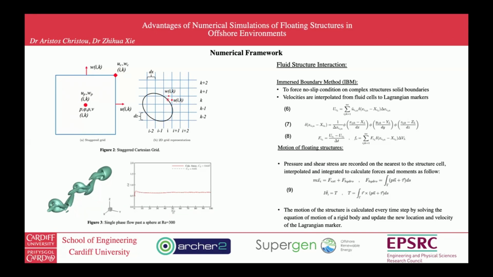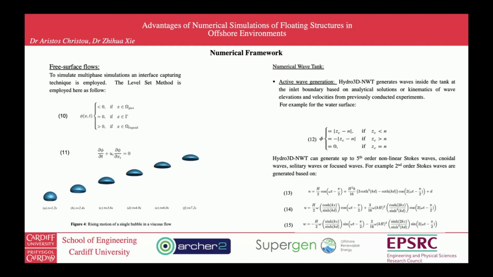When it comes to moving structures, the surrounding pressure and shear stress are recorded near the structure, interpolated around the structure, and then integrated to calculate the force and the moment. And then we solve the equation of motion of a rigid body to calculate the acceleration and therefore calculate the new location of the structure, where we update the displacement or the new location of the Lagrangian markers, and then we enforce the no-slip condition. And therefore, every time step, we have a solid structure moving around the numerical flume and also enforcing the no-slip condition around the structure.